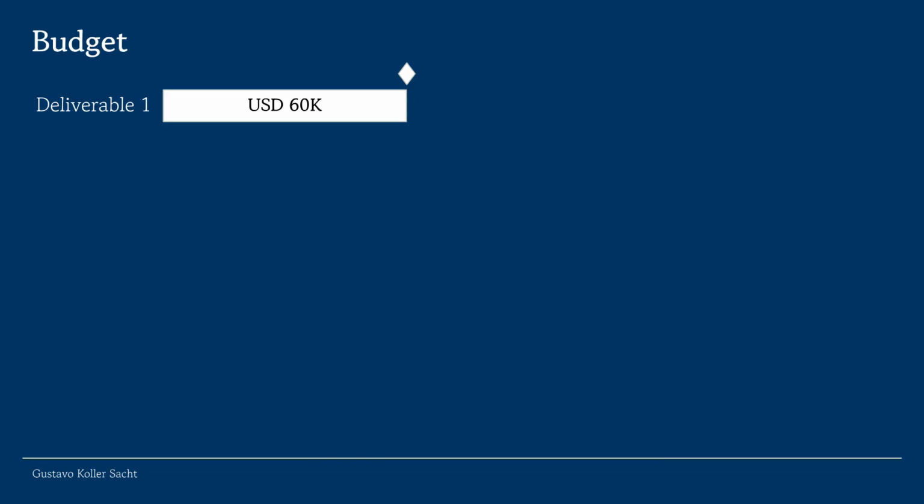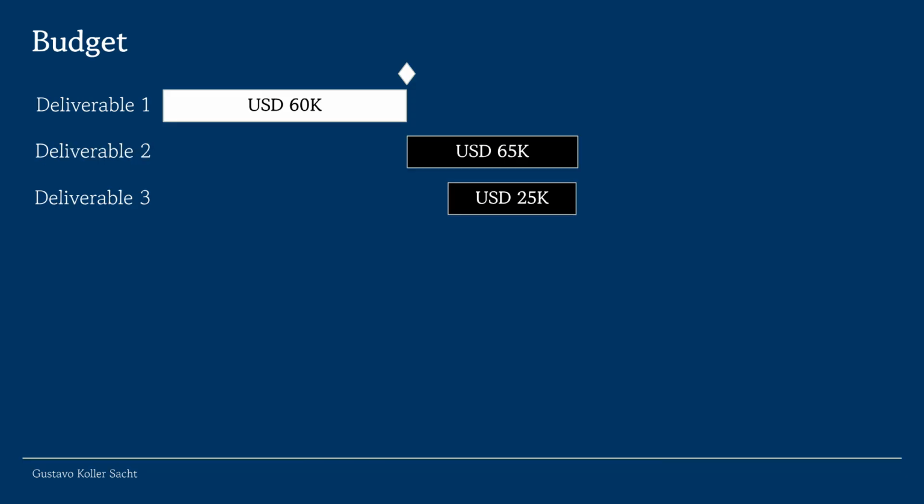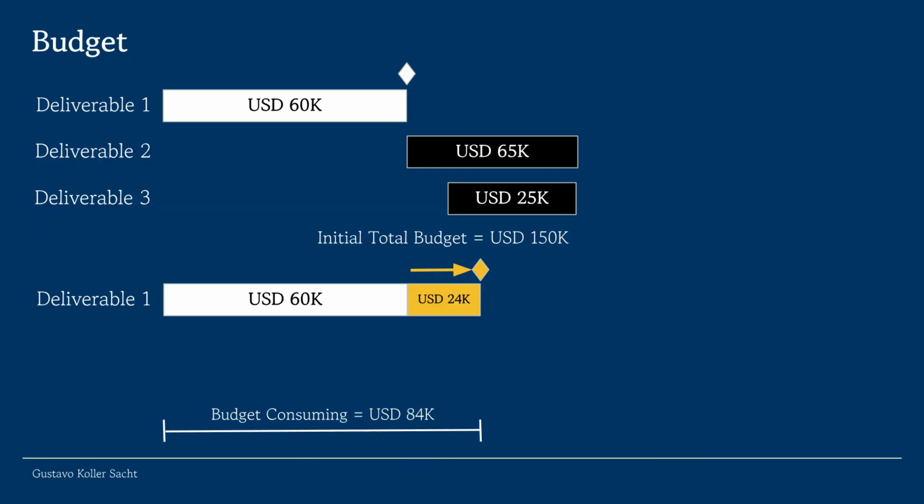The initial budget for deliverable 1 was $60,000 US. Deliverables 2 and 3 had initial budgets of $65,000 US and $25,000 US respectively. The total initial budget for the project was $150,000 US. As of the milestone check, the budget consumed for deliverable 1 is $84,000 US, shown as a consumption bar.